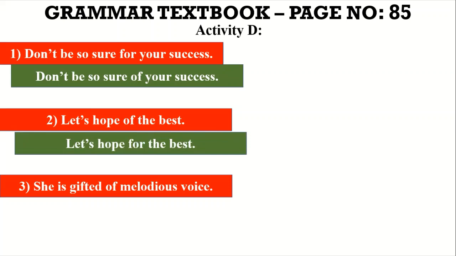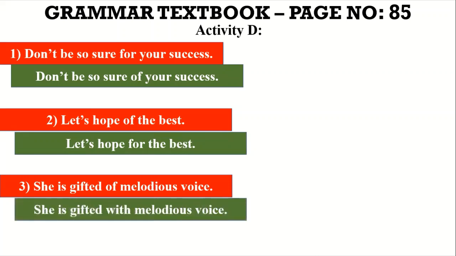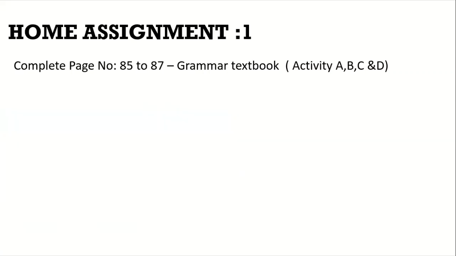Next, she is gifted of melodious voice. Is that correct? Wrong. She is gifted with melodious voice. It's an extra thing, right? So she is gifted with melodious voice. So there are a few more questions in your textbook. You're supposed to complete the rest. Okay, I've just given 3 examples. Similarly, you have to change a few and write the correct answer.